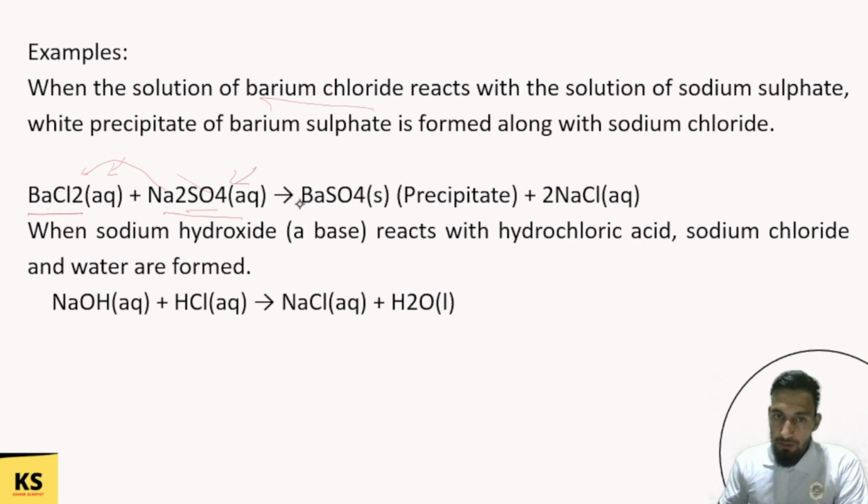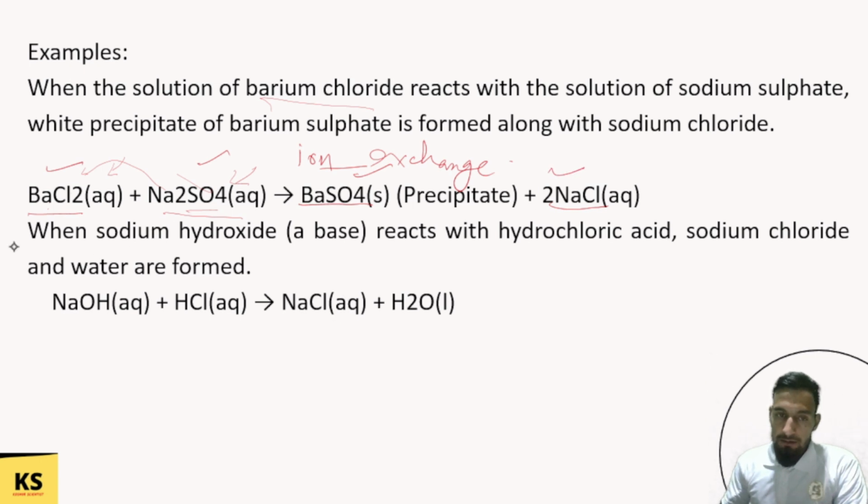And we get two new compounds. What are they? Barium sulfate and sodium chloride. These are two new compounds, and this happens only because there is ion exchange between the two reactants. The two reactants were barium chloride and sodium sulfate, and when the ion exchange happens between the two, we get two new compounds that are barium sulfate and sodium chloride.